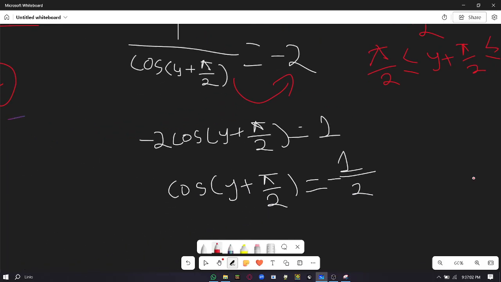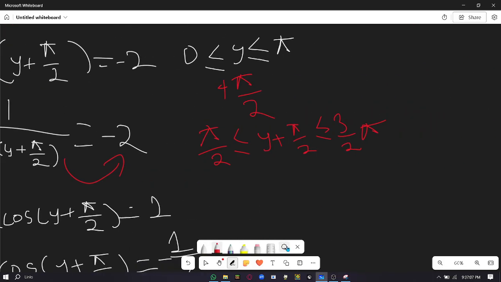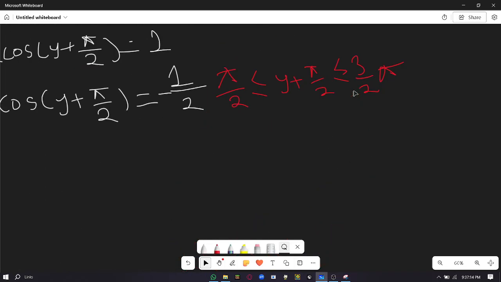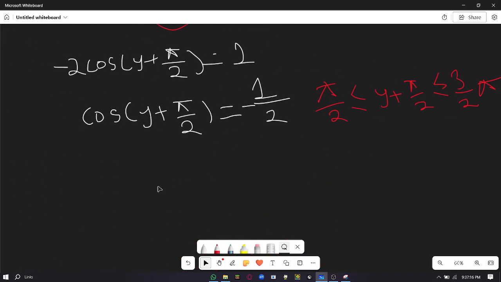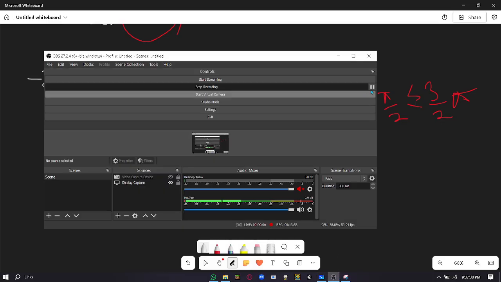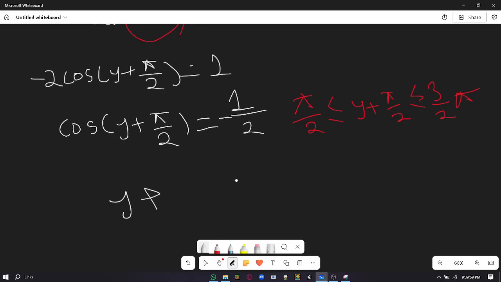So let's go here. Now we can take the inverse. Let me bring this range down here for convenience. So we can take the inverse now. So let's take the inverse of y plus. Okay, so this is what we have.